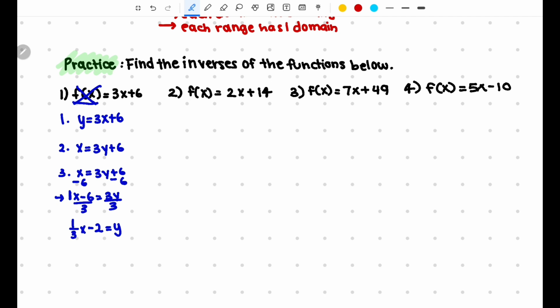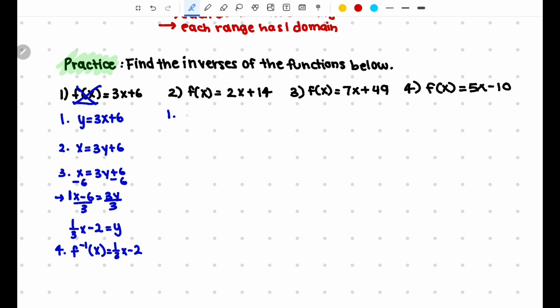And now the very last part is to switch y with inverse function notation. f inverse of x is equal to 1/3 x minus 2. So that should be your answer. And we're going to do the same thing for the next problem.